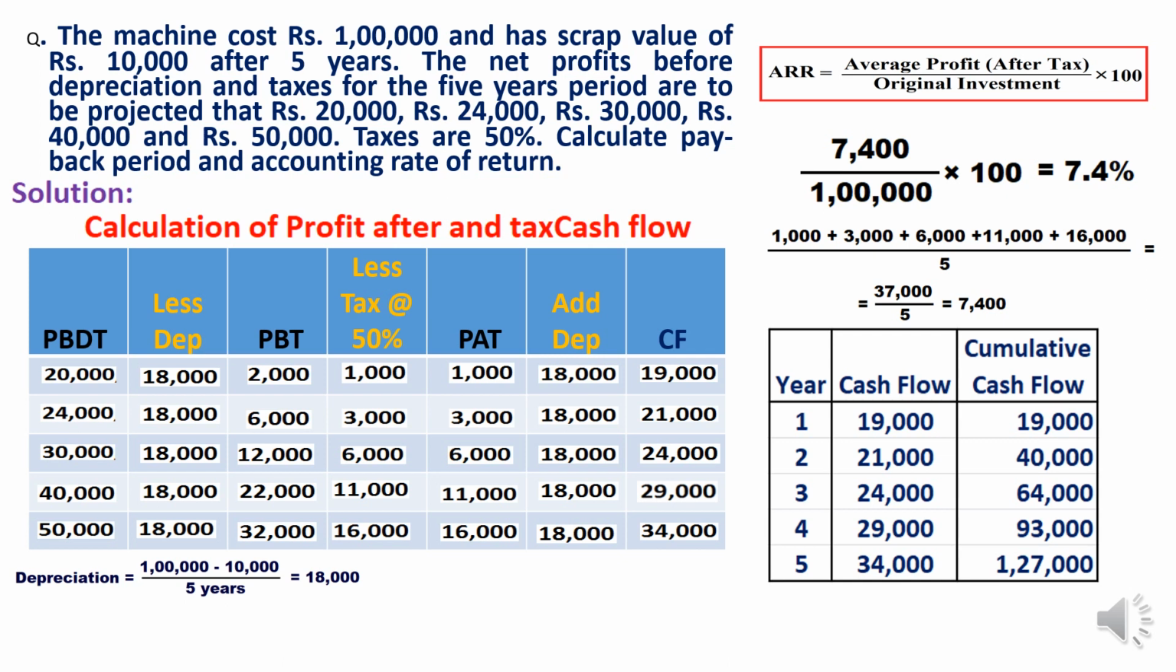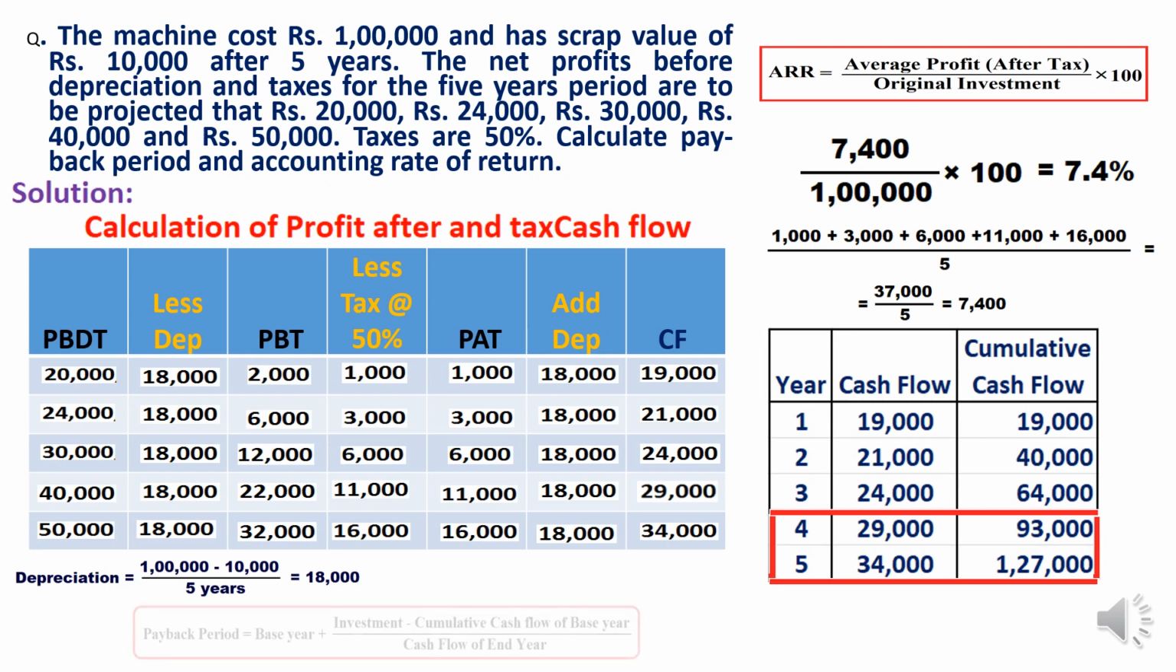In which year are we getting back our 1 lakh rupees? In the 4th and 5th year we are getting our 1 lakh rupees. In the sense, our payback period lies between the 4th year and the 5th year. In the 4th year we get 93, in the 5th year we get 34,000. If you take the 5th year also cumulative, that is 1,27,000, which is more than 1 lakh rupees. So it is obvious that our payback period lies between the 4th year and 5th year.